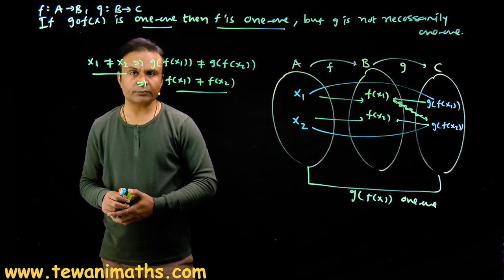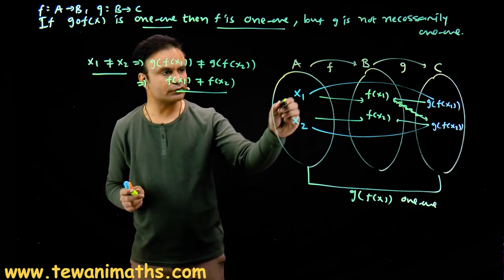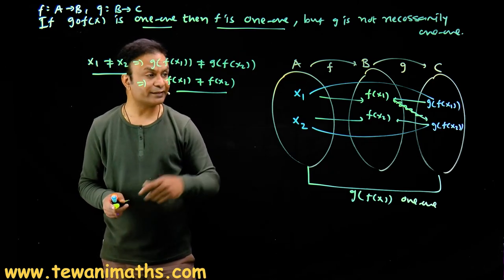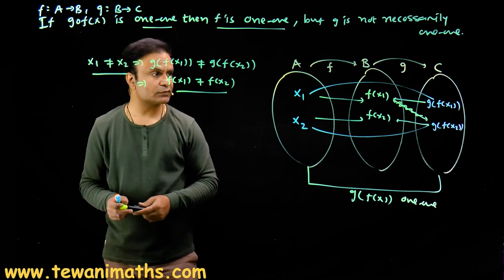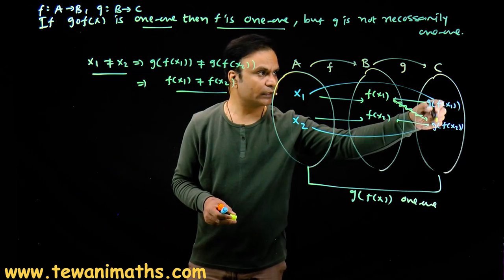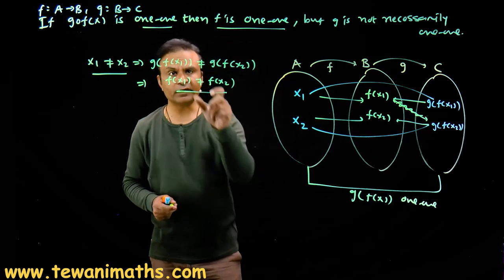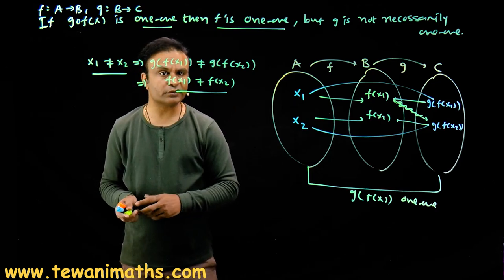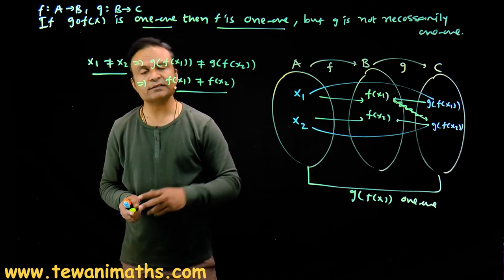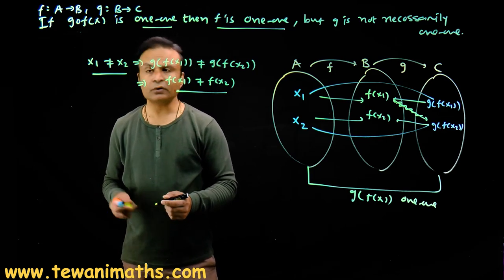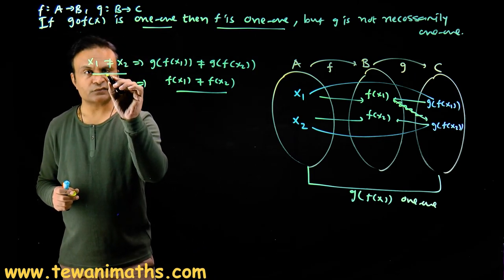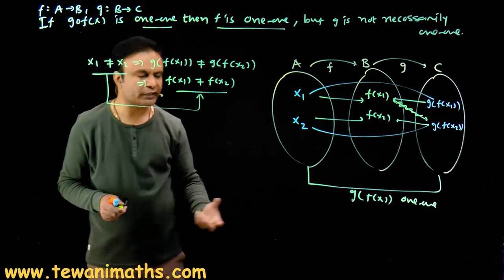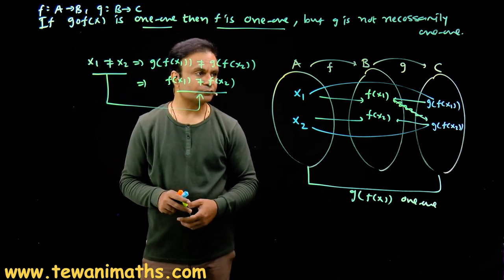Let's look at this proof once again. How did we do it? We started with two distinct pre-images in set A, x1 not equal to x2, and it is given that function g of f(x) is 1-1. So we have two different images in set C. Now from the definition of the function, certainly we have f(x1) not equal to f(x2), because if we have f(x1) equal to f(x2), then this is not a function. So finally, we started from x1 not equal to x2 and we are getting f(x1) not equal to f(x2), and this is the way we prove that some function is 1-1.